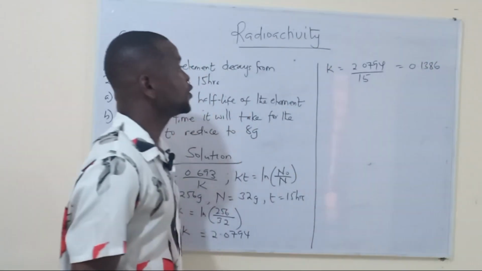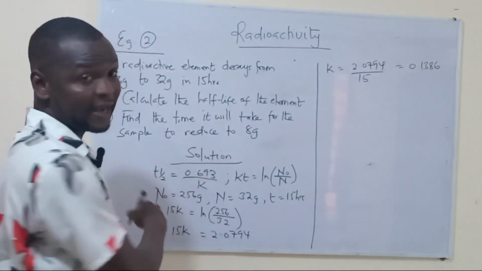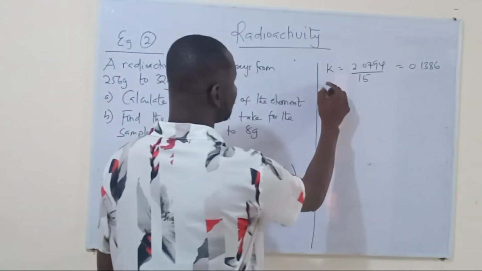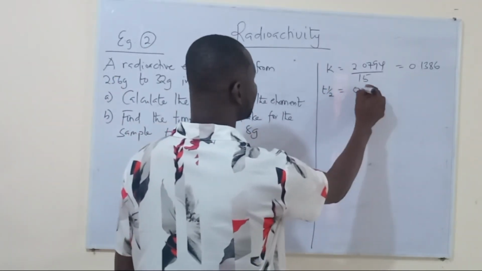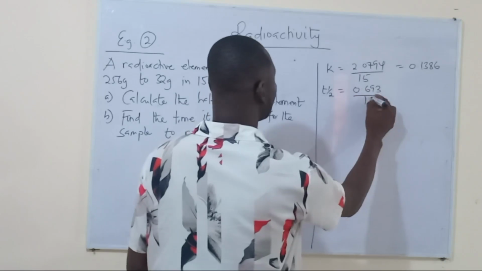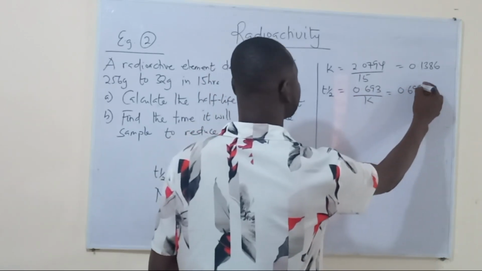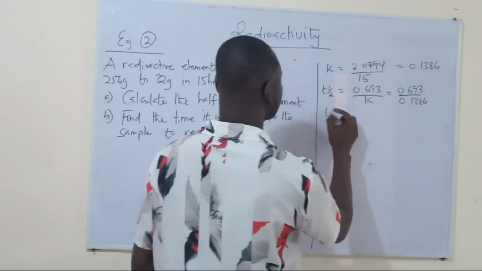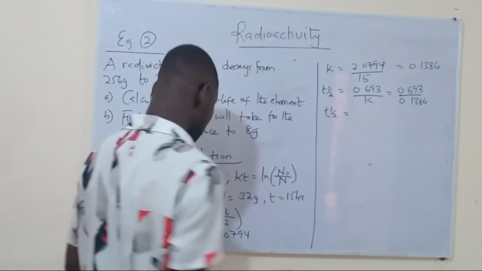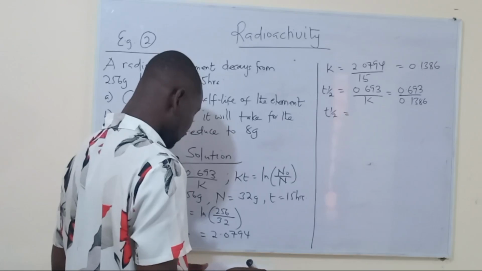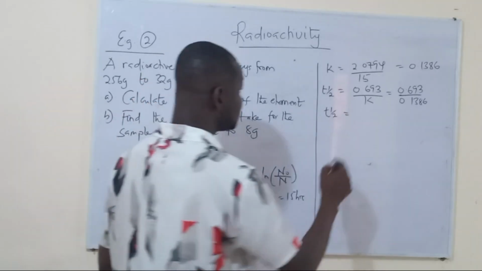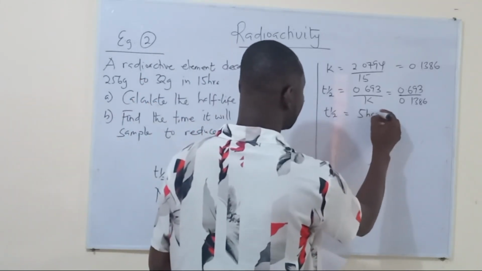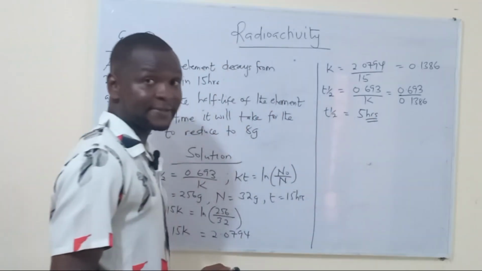0.1386. So now that I know K, I can find the half-life, which will be equal to 0.693 on K, 0.693 over 0.1386. So the half-life will be equal to 5 hours. That answers question 1.